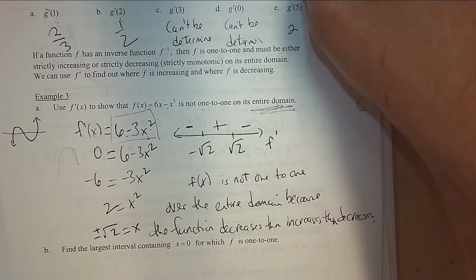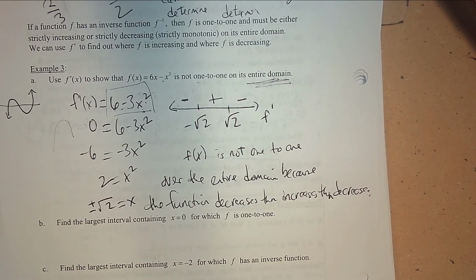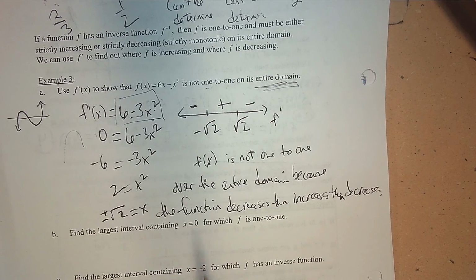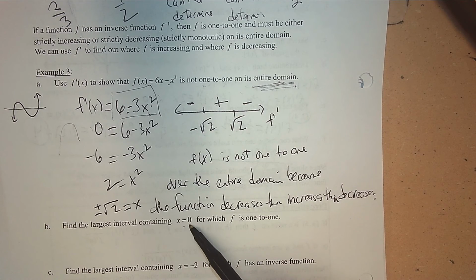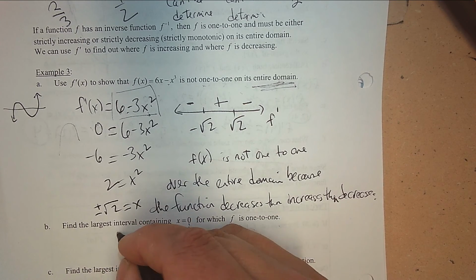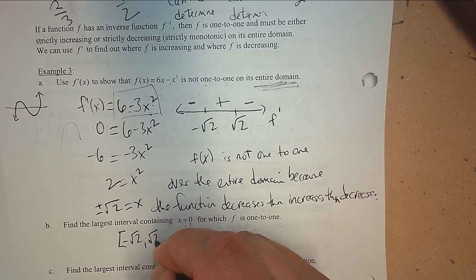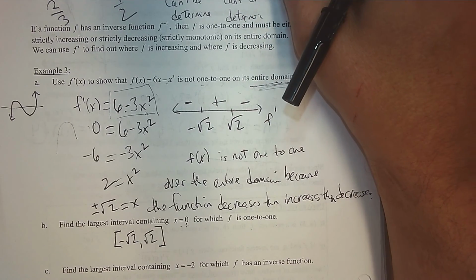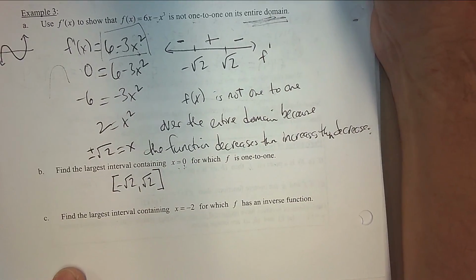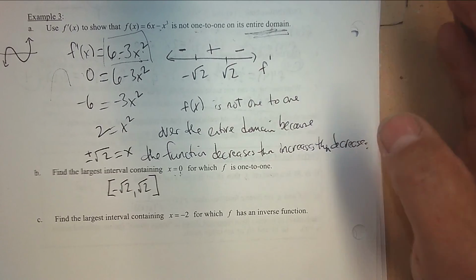And you're right, monotonic means mono, right? One. So you'd have only one sign. All right, B, find the largest interval containing x equals 0 for which f is 1 to 1. So now we're going to do a domain restriction. So what's the biggest interval where we have one sign? And it has to include what number? 0. So from negative root 2 to positive root 2 is the biggest interval that is monotonic, right? And you could do a domain restriction there, and it's 1 to 1, because it's only one sign from negative root 2 to positive root 2.